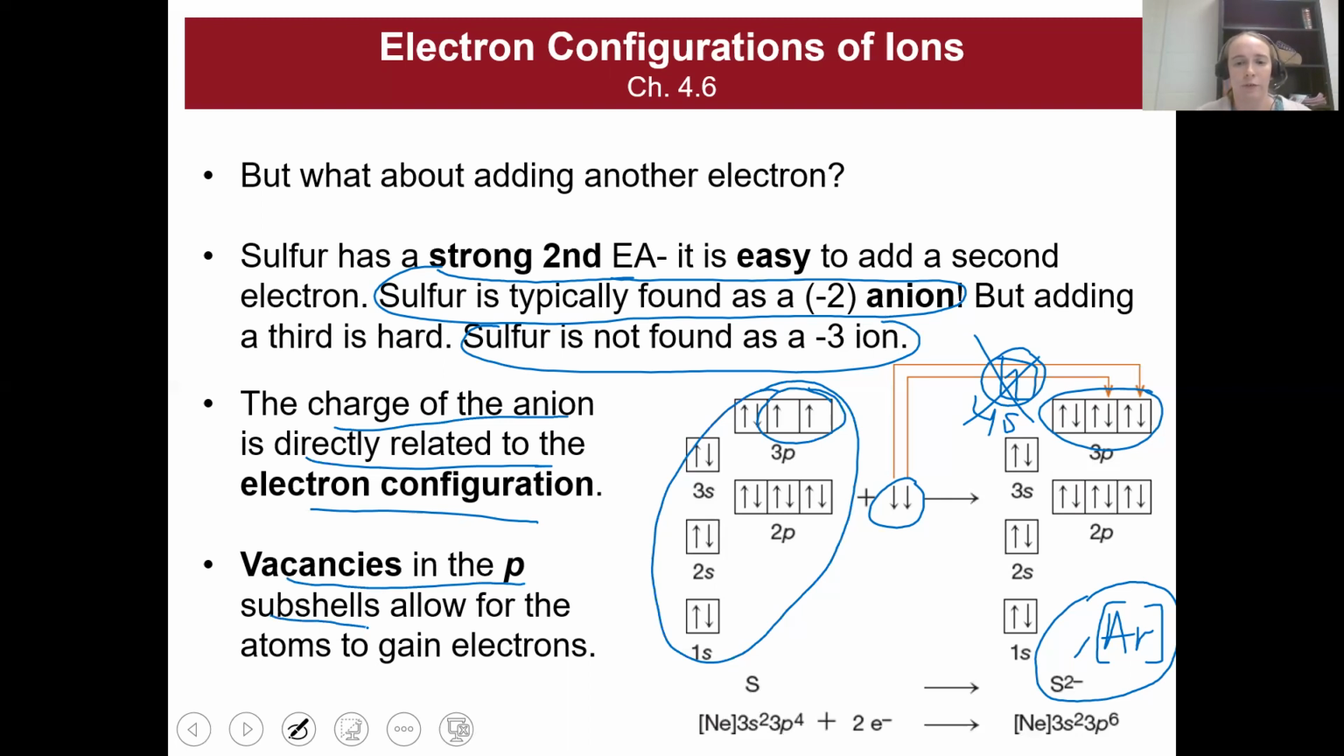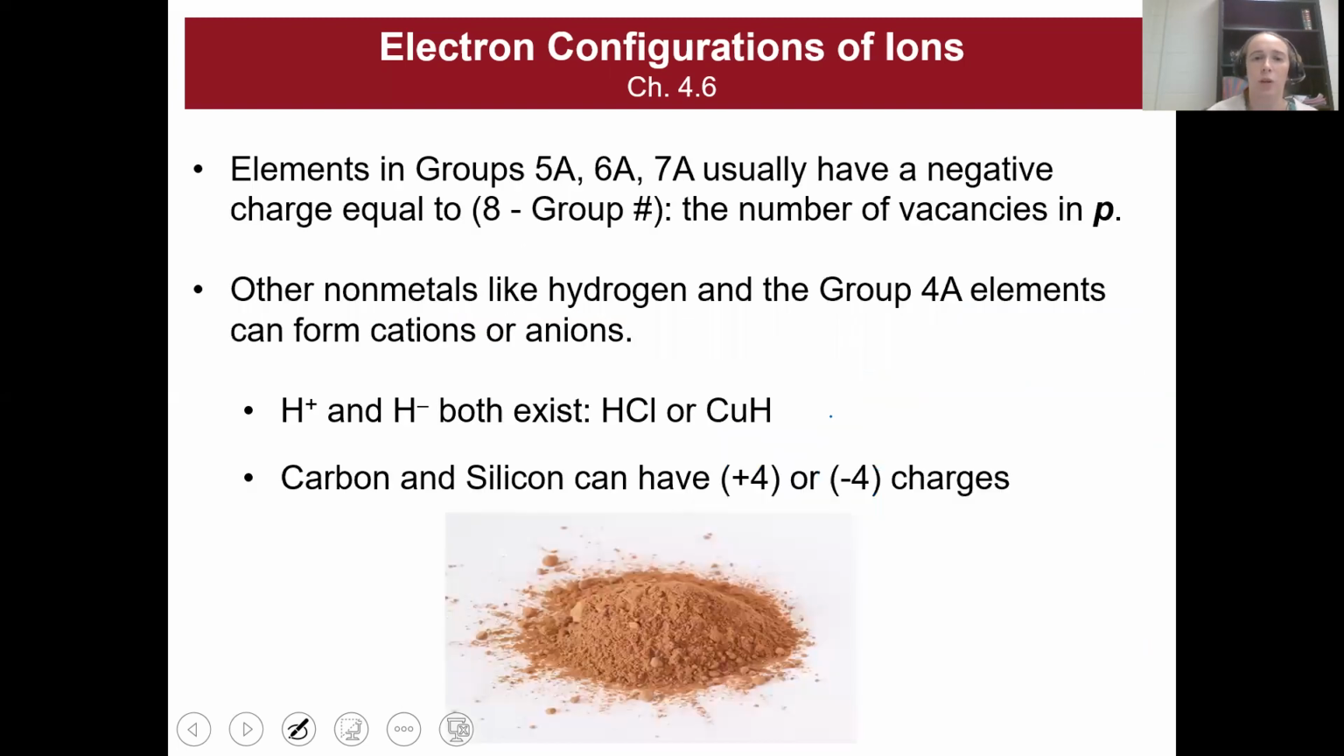So sulfur here, for example, has 2 vacancies. There's the potential for 2 more electrons to be in that 3p subshell. So it has 2 vacancies, and that is what allows sulfur to gain 2 electrons. And chlorine was very similar. It had 1 vacancy, so it wanted to gain 1 electron. So let me rewrite these, 15, 16, and 17.